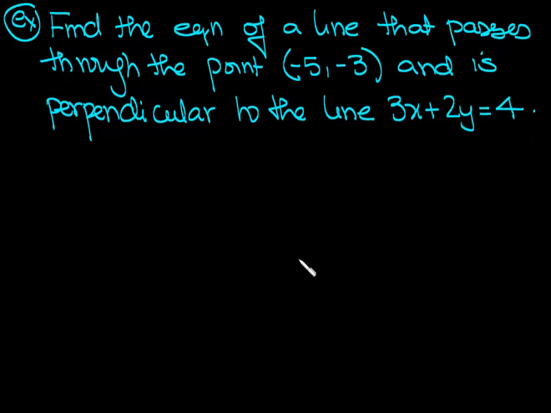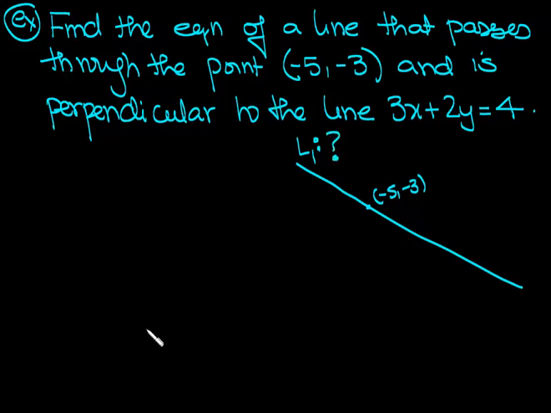Let me graphically show you what's going on here. We have this point here, let's say it's -5 and -3. There's a line that's going through this point. This is the line whose equation I'm interested in. I want to find this one. I'll call it L1. I need to know this line. What is the equation of this line?